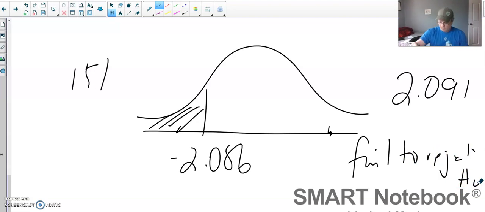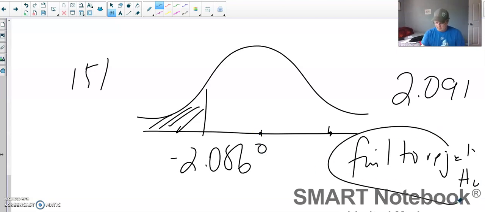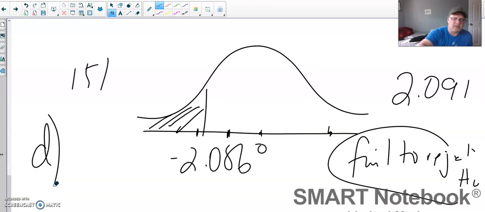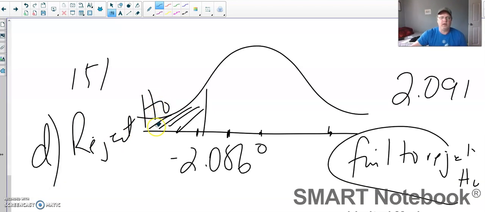Part B is 0. Same thing, fail to reject the null hypothesis. Negative 1.08, we're getting closer, but it's not in the rejection region, so fail to reject the null hypothesis. Negative 2.096. Aha, there it is right there. So D does fall in the rejection region, so you reject the null hypothesis. That's how the rejection region works.